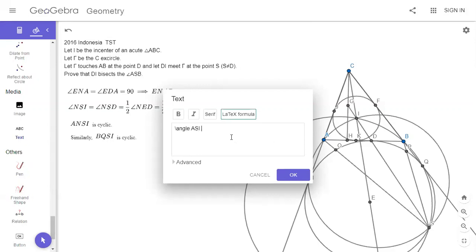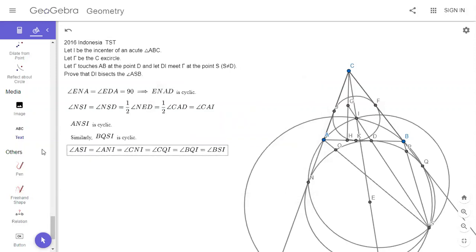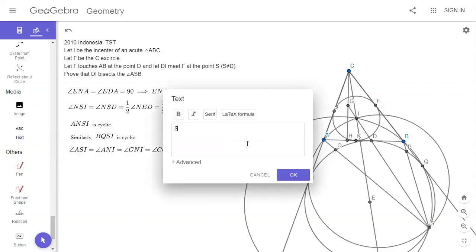angle ASI is equal to angle ANI is equal to angle CNI is equal to angle CQI is equal to angle BQI is equal to angle BSI. So wow, this wasn't as hard as I thought. So that means that DI bisects angle ASB. Or maybe it is hard, but Animal is just a really smart guy.